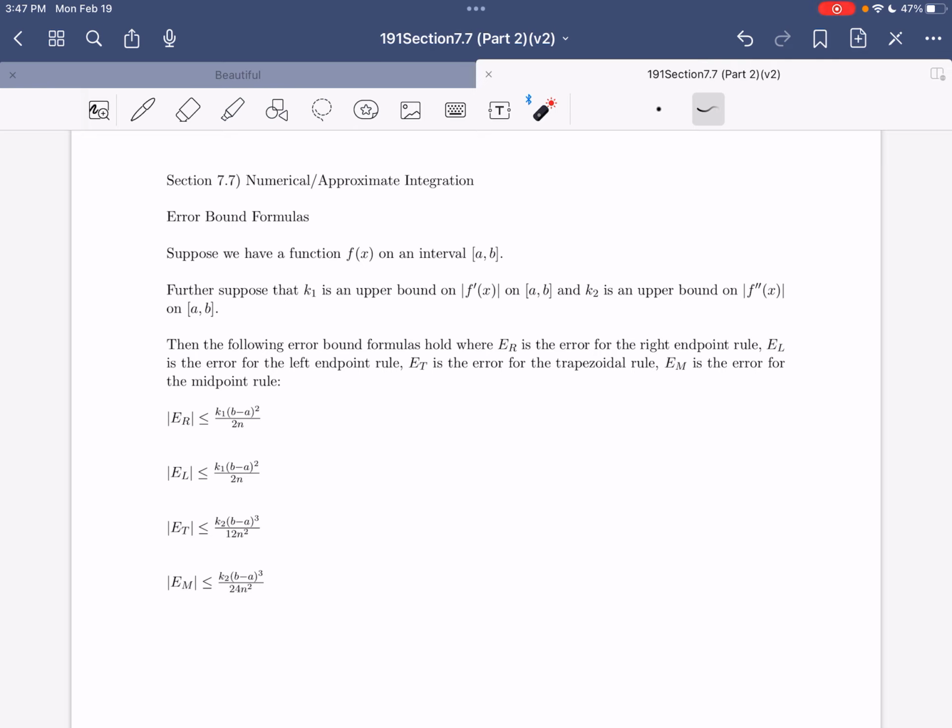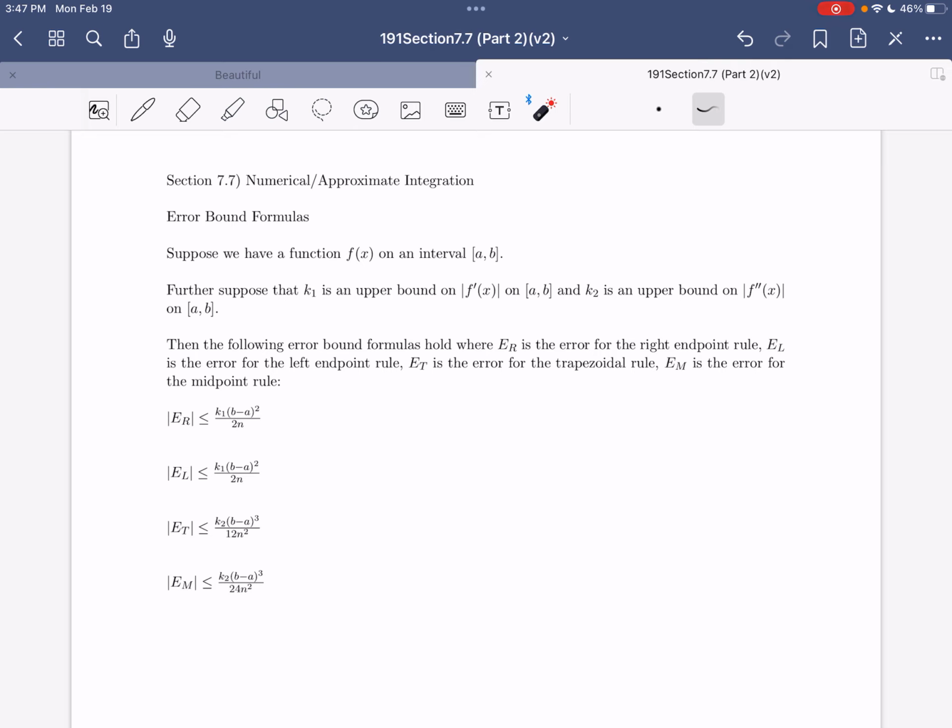Now, perhaps the most confusing component is why this K1, or in the trapezoidal rule and the midpoint rule, the K2, appears in the numerator. You can think about those as measures of how much change, or how rapidly the function is curving. So if you think about it, in the right endpoint and left endpoint rule, this is saying that it is the derivative, the slope, that dictates how much error there is going to be.